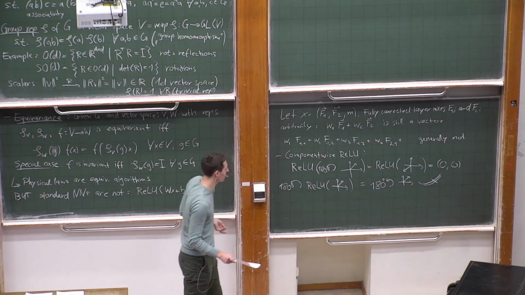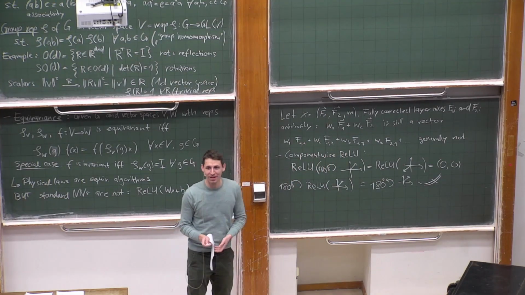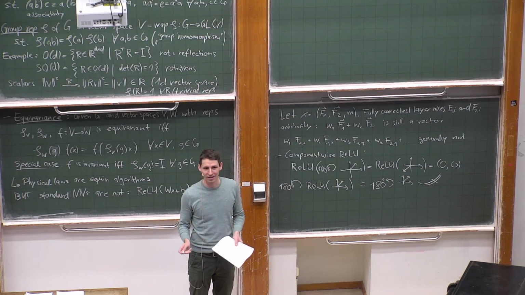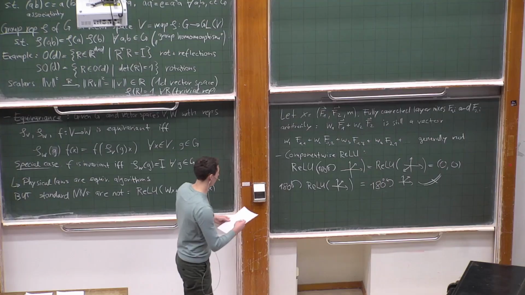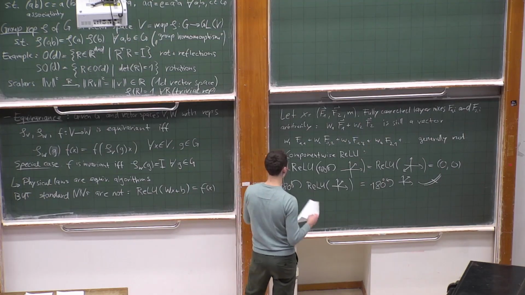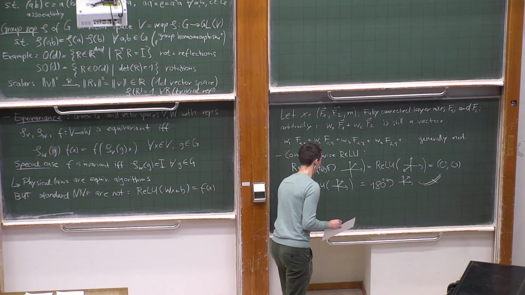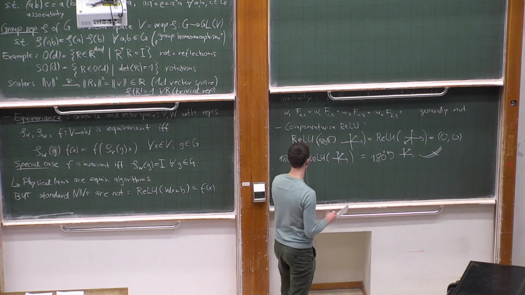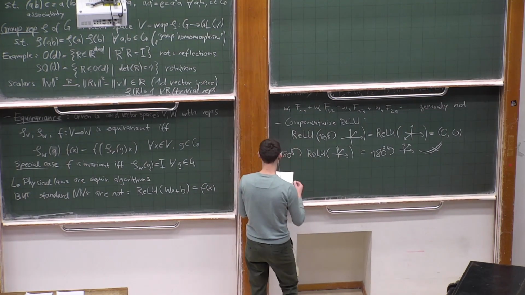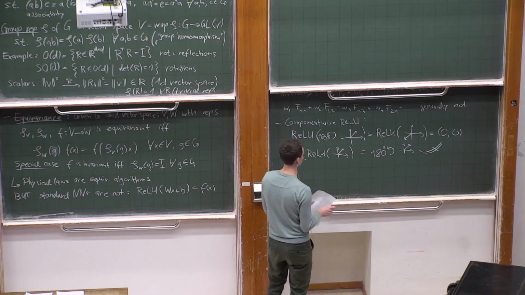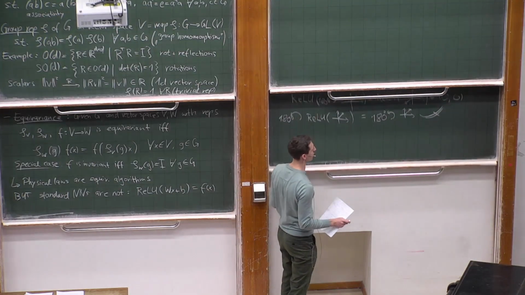Okay, so standard nonlinearities are a problem, and also standard linear layers are a problem if we want to have an equivariant neural network. That's bad news. But there's hope. So we will look at simple ways first to achieve equivariance.